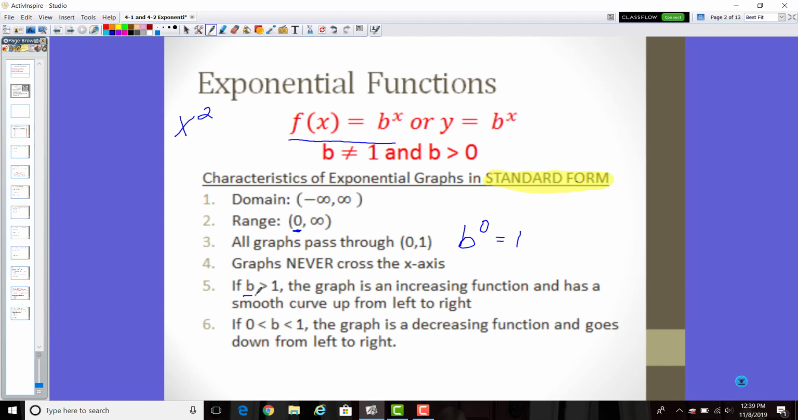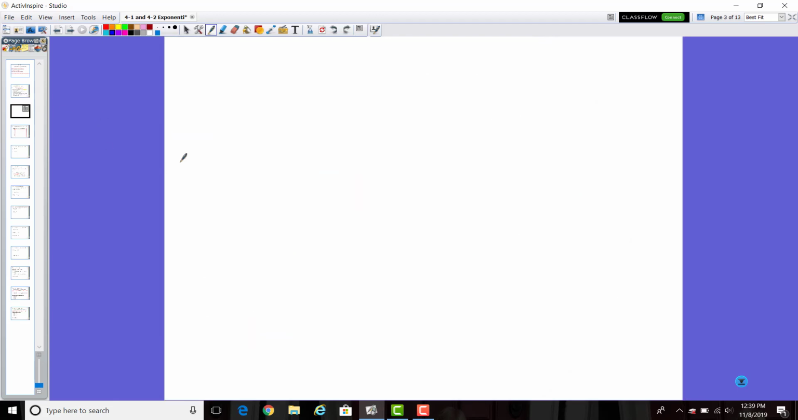So if our base b is greater than 1, our graph is what we consider an increasing function, meaning it will have a smooth curve up, and I'll show you that here in a minute. If our base is between 0 and 1, meaning it's greater than 0 but less than 1, or a fraction, we call it a decreasing function, and that means it will go down from left to right. So what does that look like?